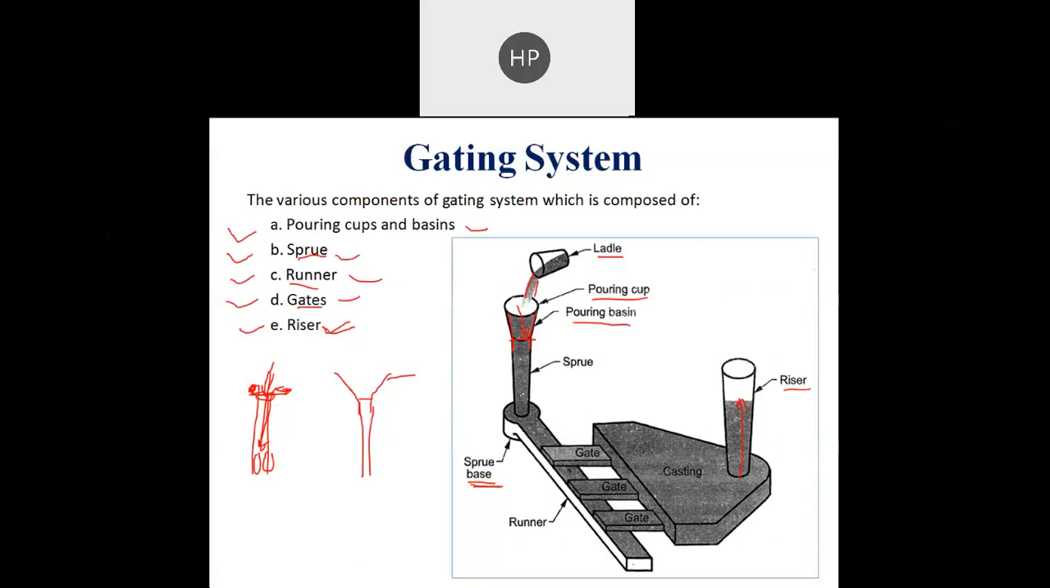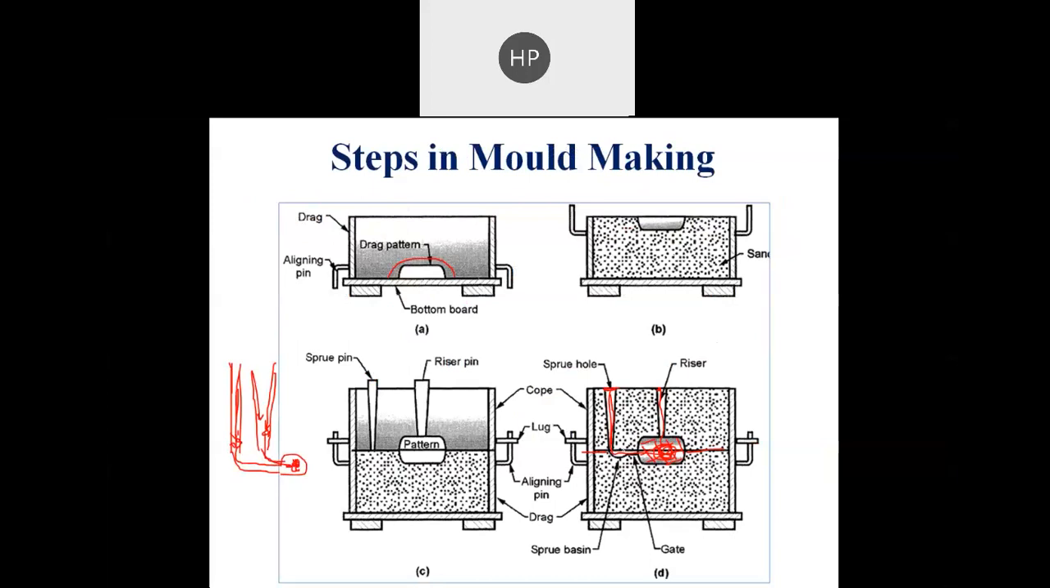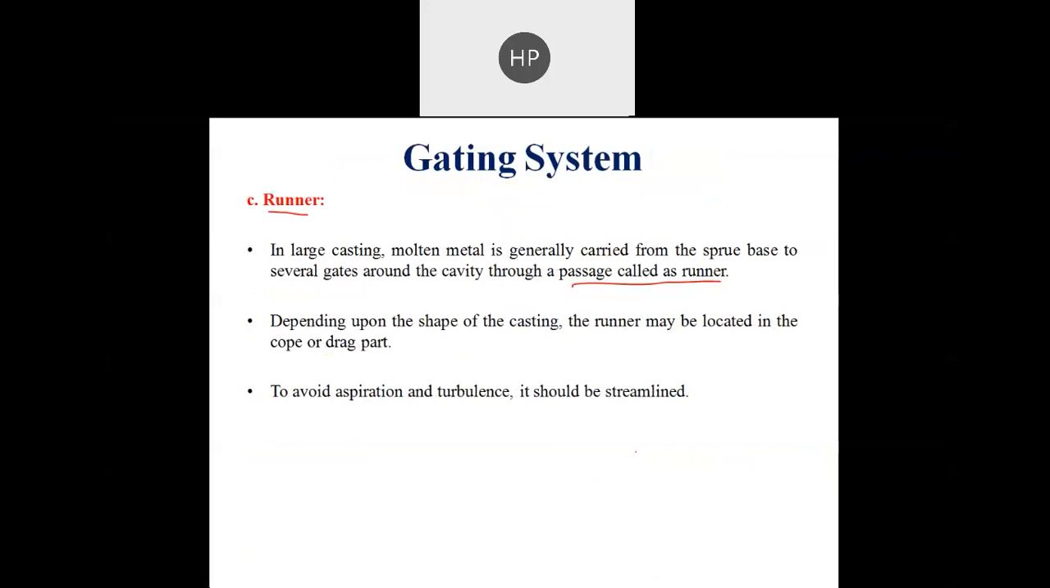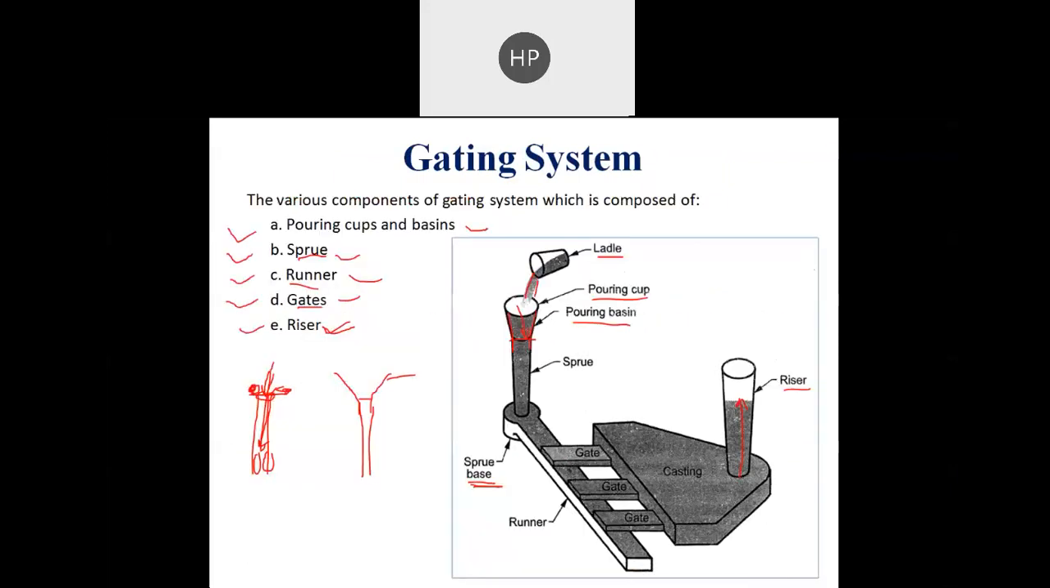And if it is a small casting, then we have a gate directly. So it depends. Generally in a large casting we have to provide a runner. So in a large casting, molten metal is generally carried from the sprue base to the several gates. Here we have different gates. This is gate 1, gate 2 and gate 3. The molten metal should reach each and every gate, gate number 1, 2 as well as 3.